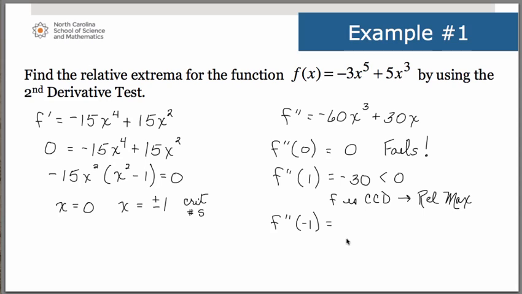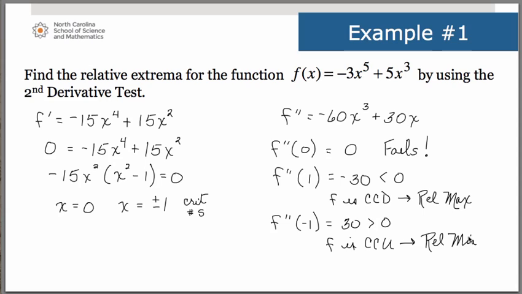Now we can do the same thing with negative 1. If we substitute negative 1 into the second derivative, we get a positive 30. Well, that's obviously greater than 0, so that tells us the original function is concave up because our second derivative came out greater than 0. And if it's concave up, it tells us we have a relative minimum at x equals negative 1. So now we've figured out about these 2 points. We need to determine about 0.